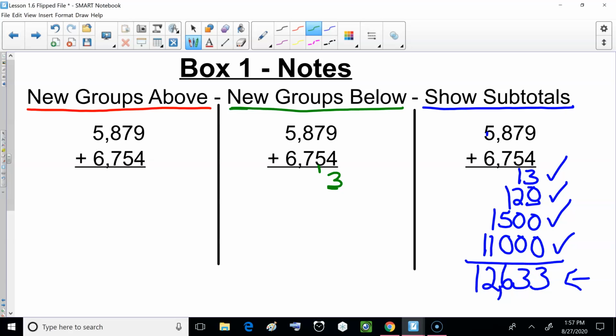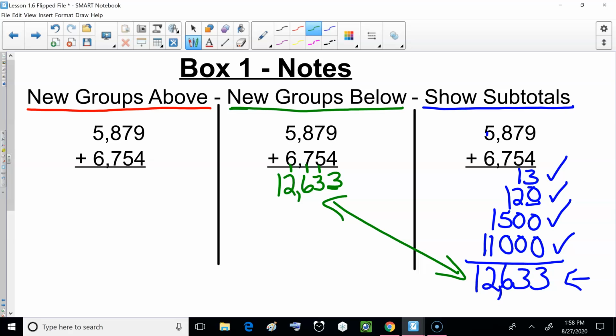So 7 plus 5 is 12, plus 1 is 13. So here's the 3 again, and I can move another 1 right here. In my hundreds group, 8 plus 7 is 15, plus 1 is 16. So my 6 goes here with my 1 right over there. And now 5 plus 6 is 11, plus 1 is 12. So I have 12,633. We notice that these both equal. So obviously we're hoping that our answer is correct.